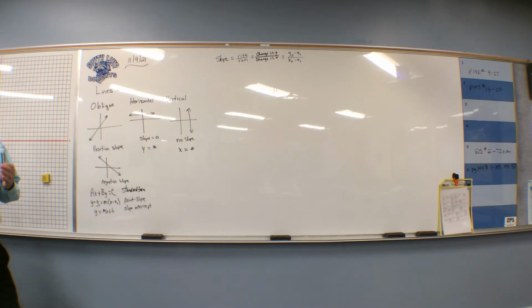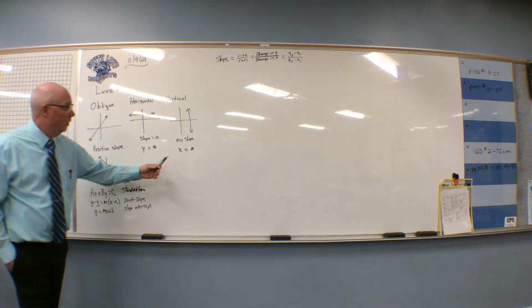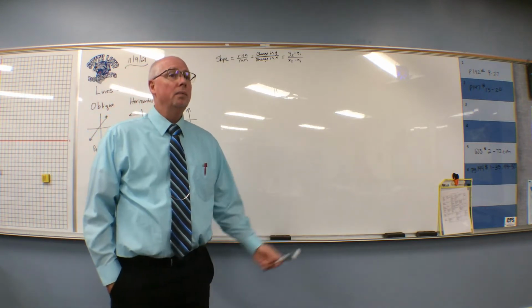All lines have slope, except for vertical lines. So these lines have a positive or negative slope. This one has a slope of 0, and this one has no slope. So it's all based on that.